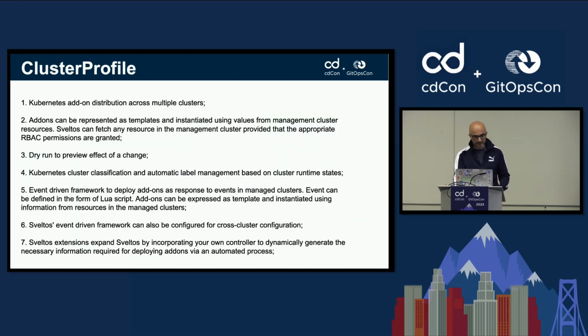There are a bunch of other features which are listed on those two slides. The main one I want to mention is why we built another Kubernetes add-ons manager. It's because we wanted to use the runtime state of a cluster to decide which add-ons to deploy, but also we need an event-driven framework to deploy add-ons in response to events happening in a cluster, and we want a way, even a cross-cluster configuration, to say that if you see an event in this cluster, this is the set of add-ons that you want to deploy in this other cluster.